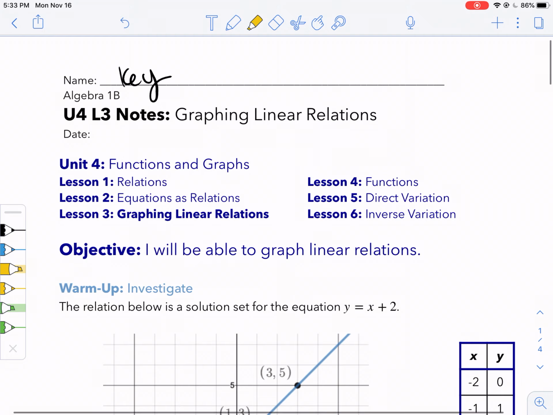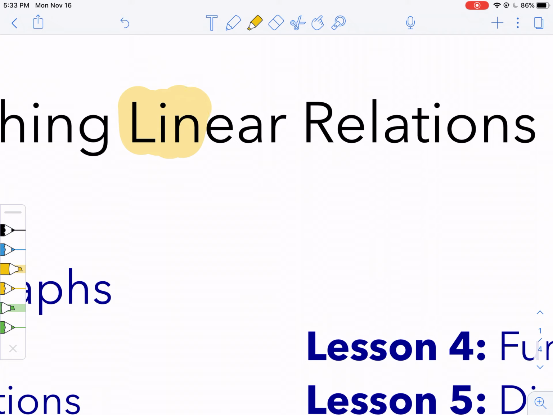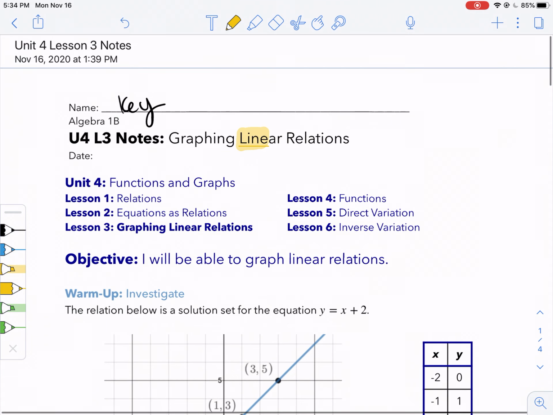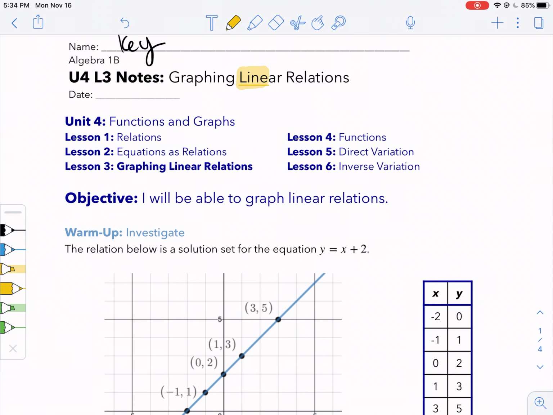Now when you look at this linear right here, think line, because there's a line in linear and that's where we draw the line. Ha ha ha. Okay, well anyway. So by the end of the day, you'll be able to graph linear relations.